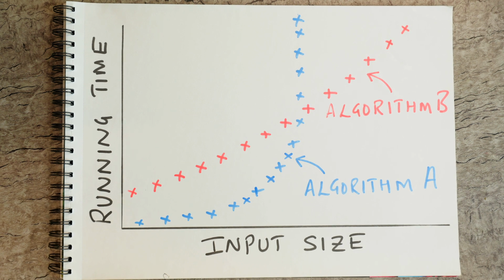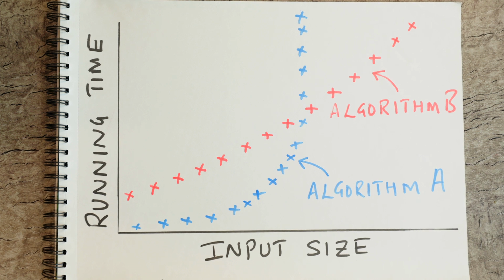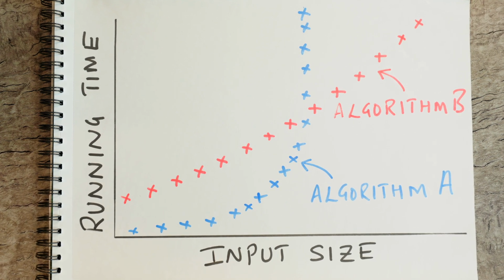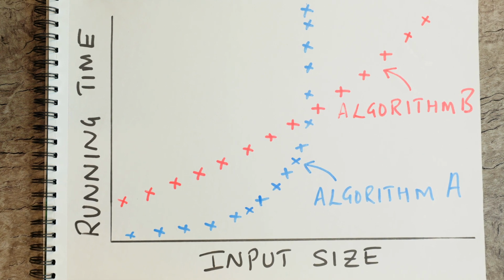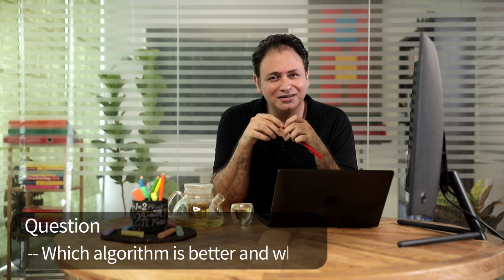Essentially what we do is we run a bunch of experiments with different input sizes. What do we get? What we are really interested in is the relationship between the running time and the size of the input. So the key point is that both algorithms solve the problem, but they seem to have different relationships to the input size. So the question for you is, which algorithm is potentially better and why?